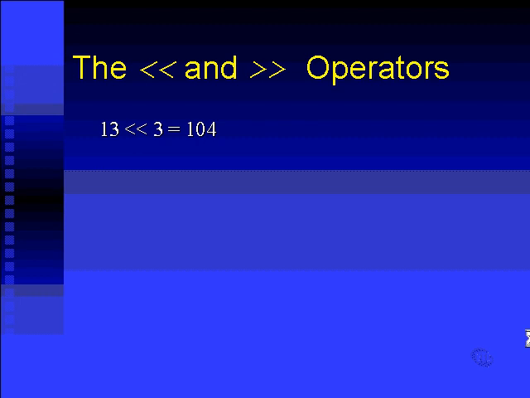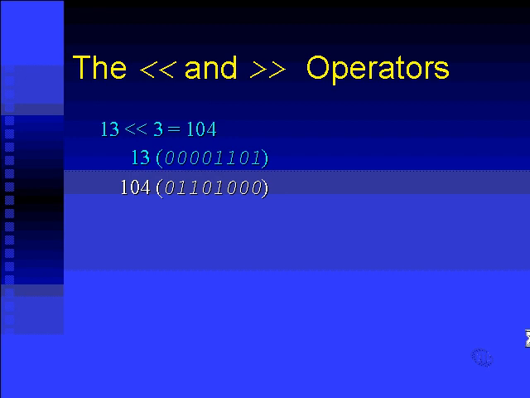Now, here's an example. The number 13, if we shift that left 3, we end up with 104. Now, how does that happen? Well, the bit pattern for 13 is as follows. It's 1101. I've got some zeros on the left just to show where the other bit patterns are going to go. Anyway, you'll see what that means.